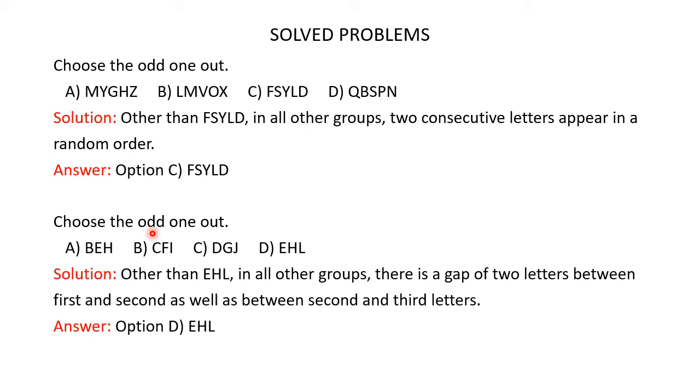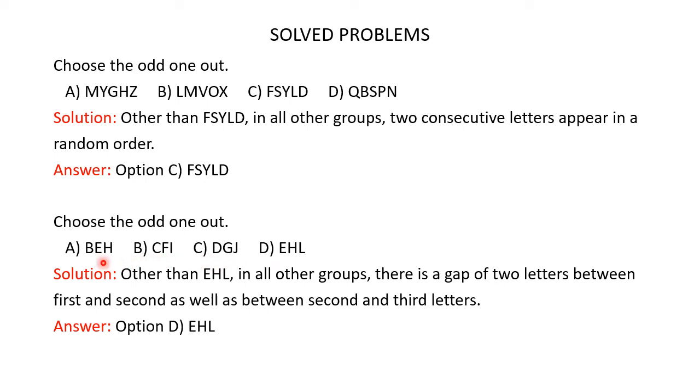Choose the odd one out. You're given four options. Option A, BEH. Option B, CFI. Option C, DGJ. Option D, EHL. You have to find the odd one out among these four groups of letters.